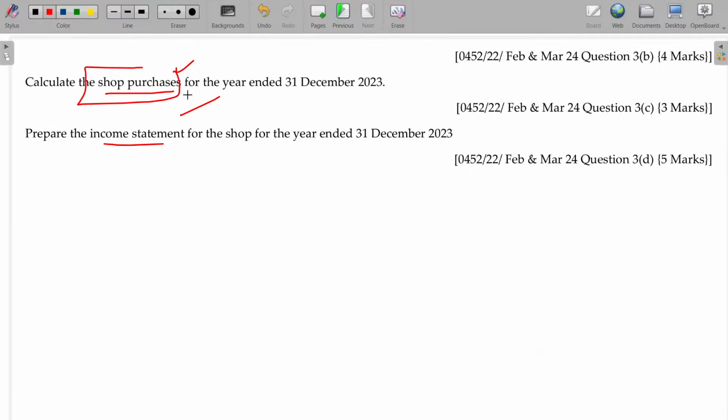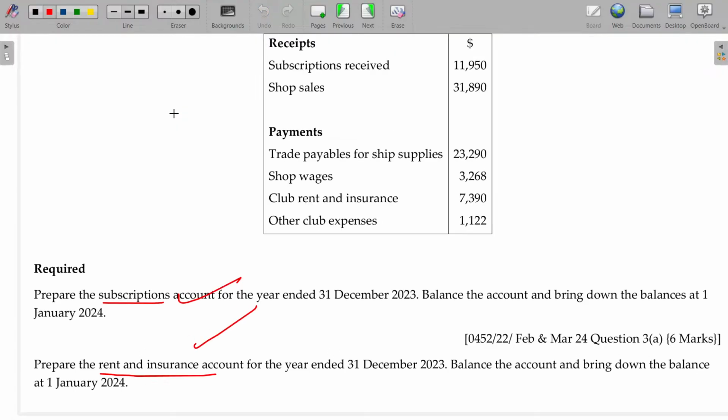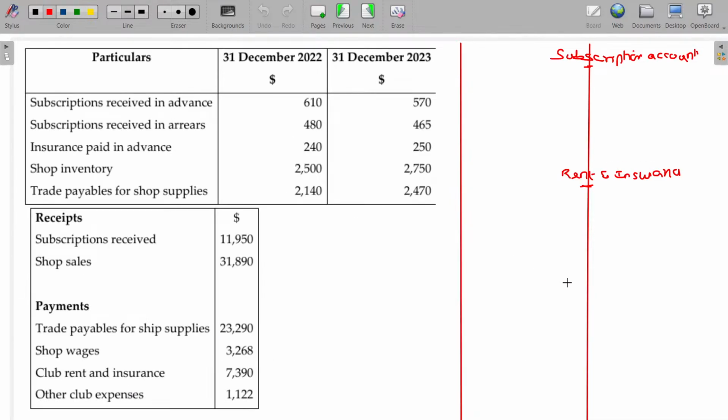Shop purchases to be calculated, and you have to prepare income statement. For calculation of purchases, you can prepare the trade payables account so that you will be getting that answer comfortably. Shop purchases, trade payables account, or other payables. And you have to prepare income statement for shop.